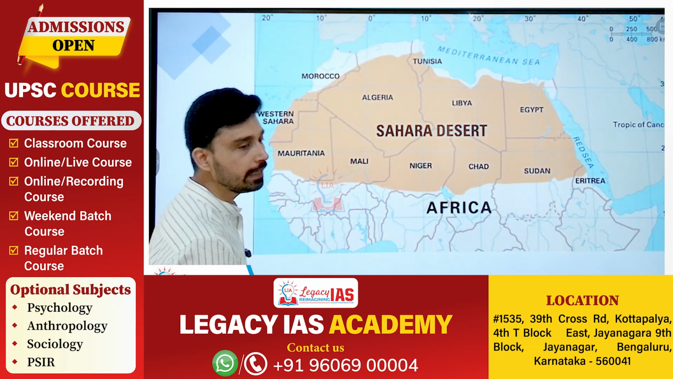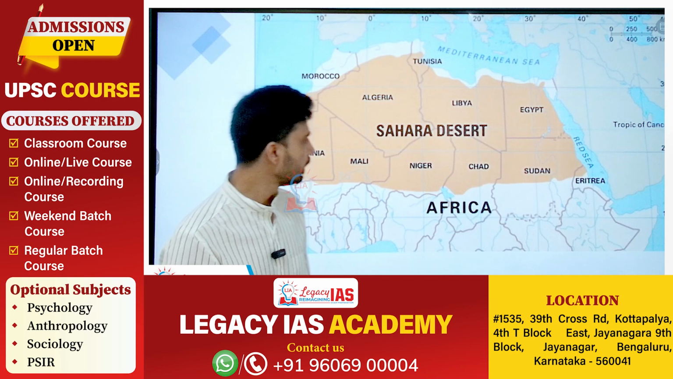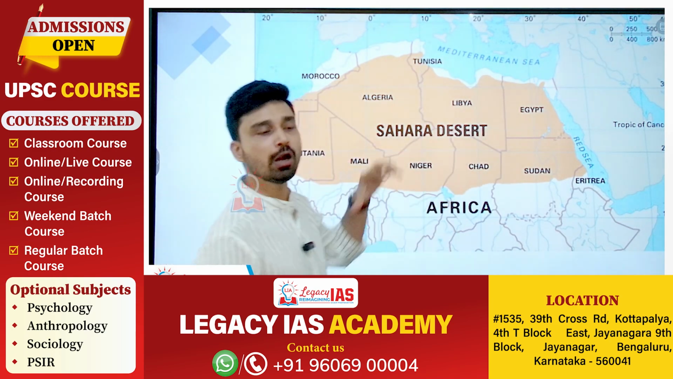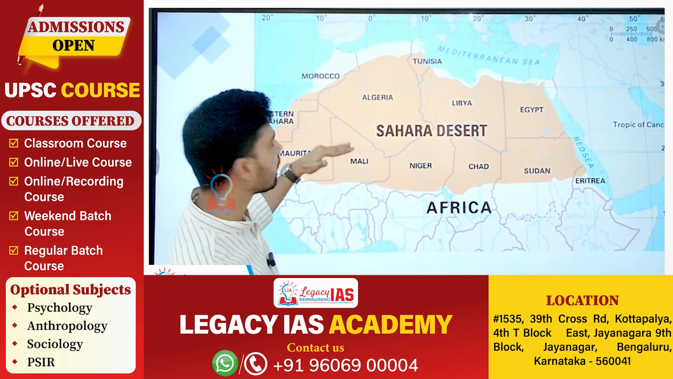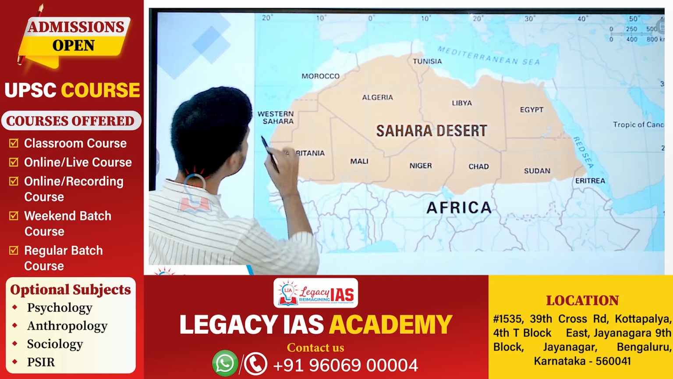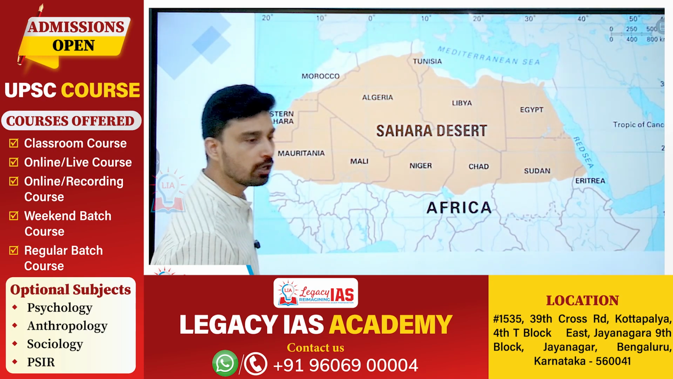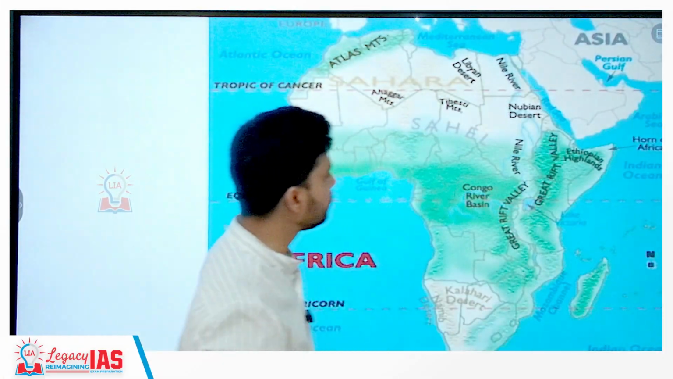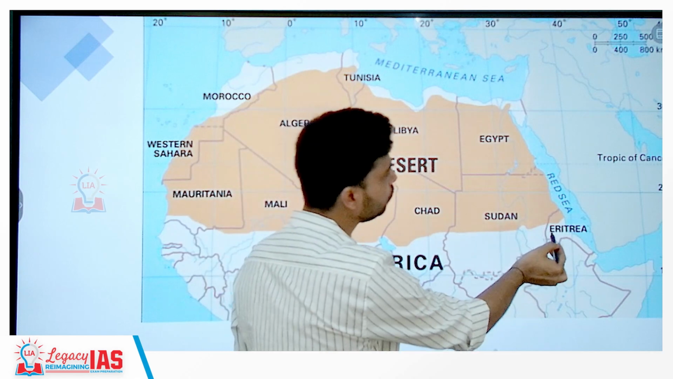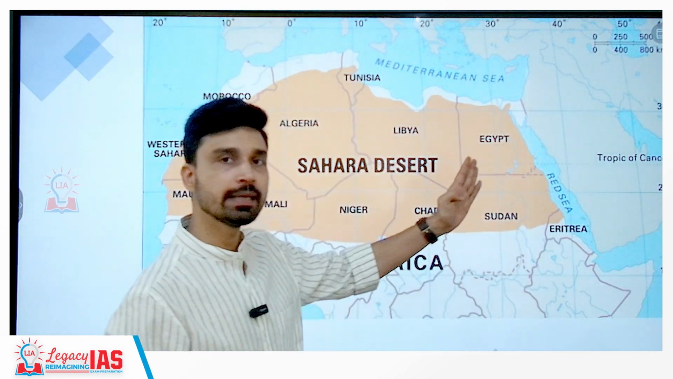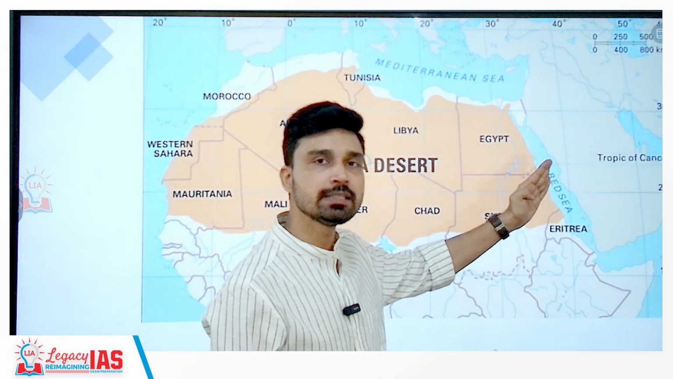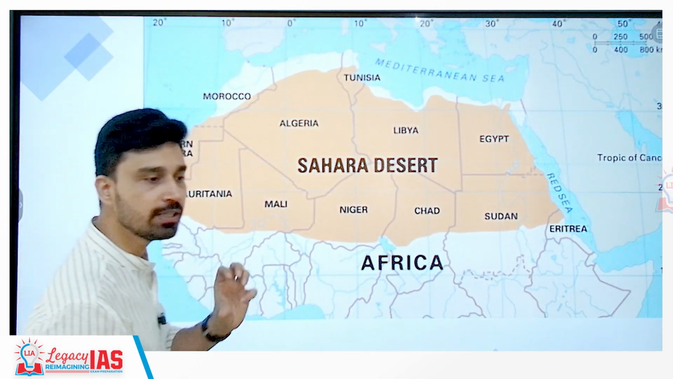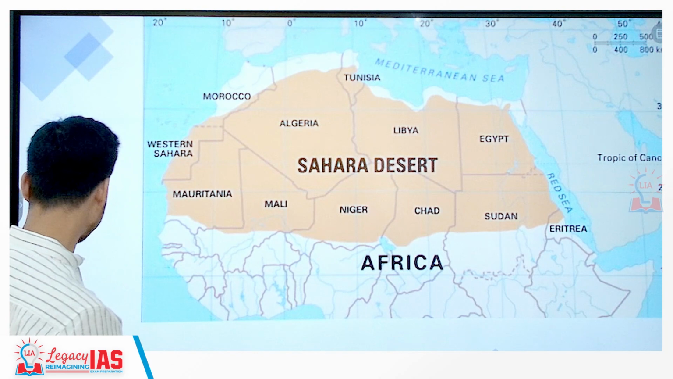Now first take a look at the Sahara desert. As you can see, the entire north, east and western part of Africa is covered by the Sahara desert. In the west, it begins from Western Sahara, which is a small country, and then further to the east it extends all the way up to Egypt, Sudan and even up to Eritrea. That is, from the coast of the Red Sea all the way to the coast of the Atlantic, that is the expanse of the Sahara Desert.